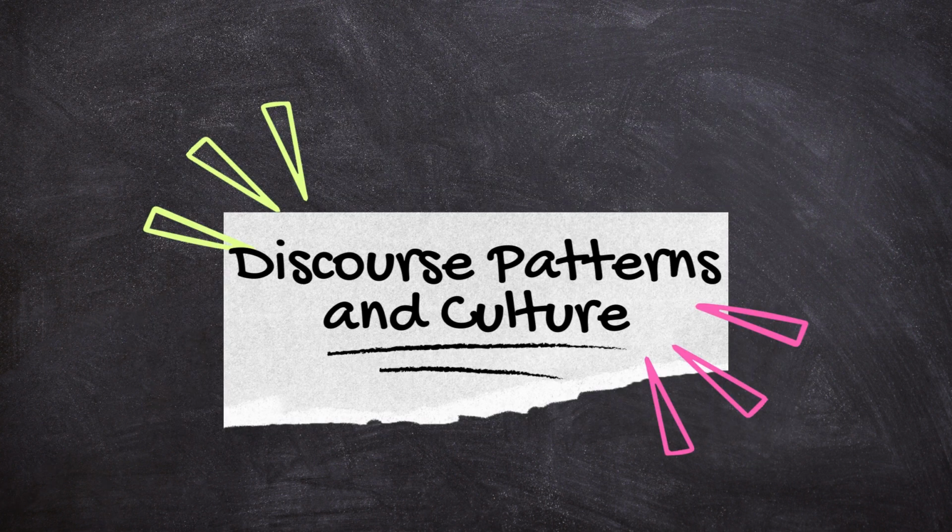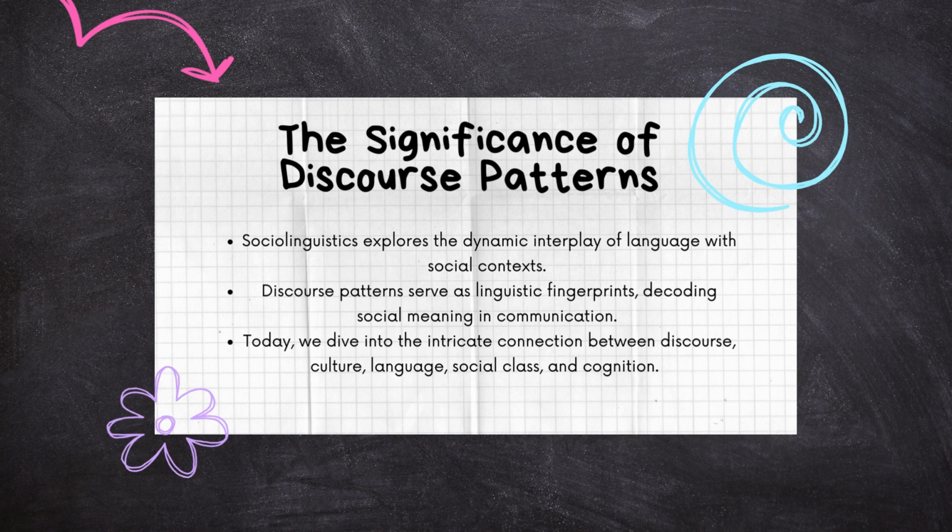Discourse patterns and culture. This part of the chapter discusses why discourse patterns matter in sociolinguistics. Together, we'll unravel how these patterns, shaped by culture, language, social class, and cognition, play a crucial role in our everyday communication. Discourse patterns serve as linguistic fingerprints, decoding social meaning in communication. Sociolinguistics explores the dynamic interplay of language with social context.